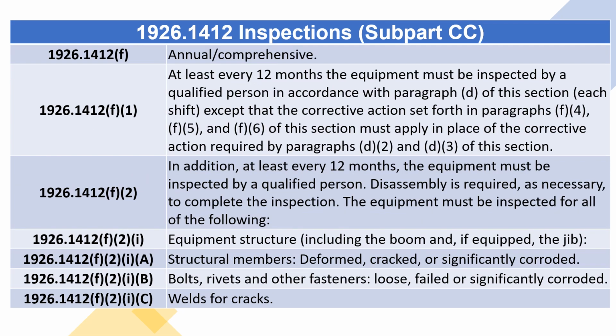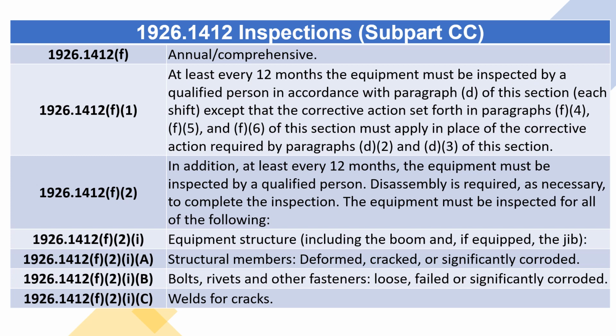1926.1412(f). Annual/comprehensive. 1926.1412(f)(1). At least every 12 months the equipment must be inspected by a qualified person in accordance with paragraph (d) of this section, each shift, except that the corrective action set forth in paragraphs (f)(4), (f)(5), and (f)(6) of this section must apply in place of the corrective action required by paragraphs (d)(2) and (d)(3) of this section.